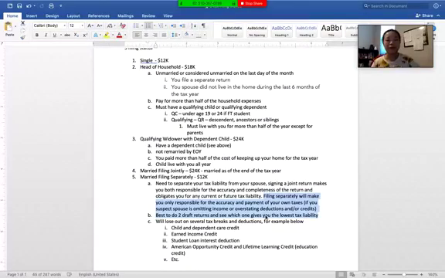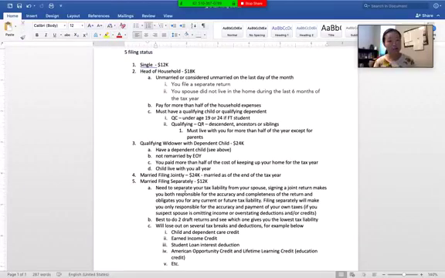Okay, so married filing separately and jointly is really just for tax purposes. It doesn't say anything about whether you're separated or not. Now let's say you are not married. Then you have only 3 choices: single, head of household, or qualifying widower with dependent child. I'll go from bottom to top. I already talked about the married.